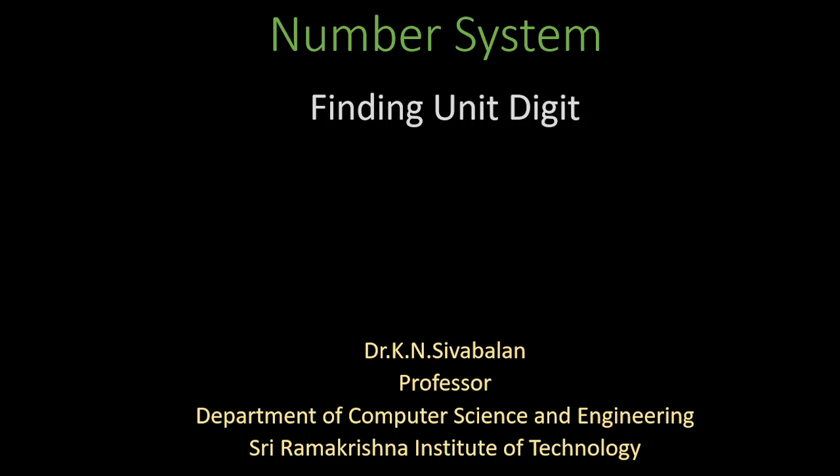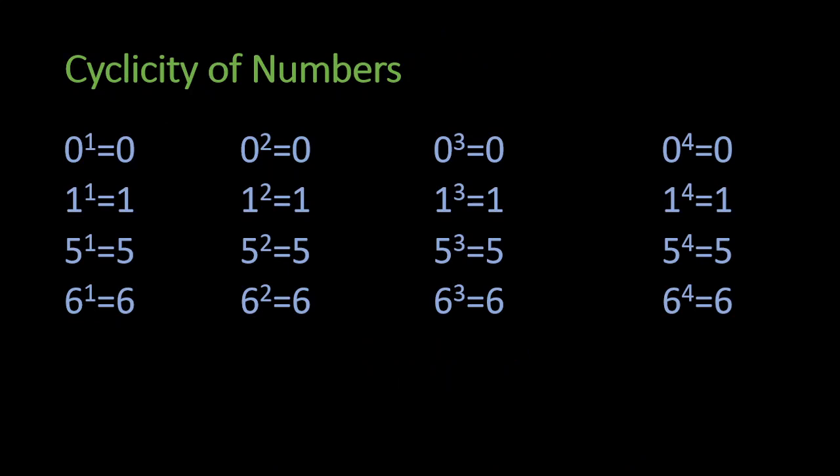in an elaborate manner. Now, to identify the unit digits, we have to know what is meant by cyclicity of numbers. For instance, in every number we have 10 digits to put together. Spanning from 0, 1, 5 and 6. And as far as 0, 1, 5 and 6 are concerned, the unit digit does not change.